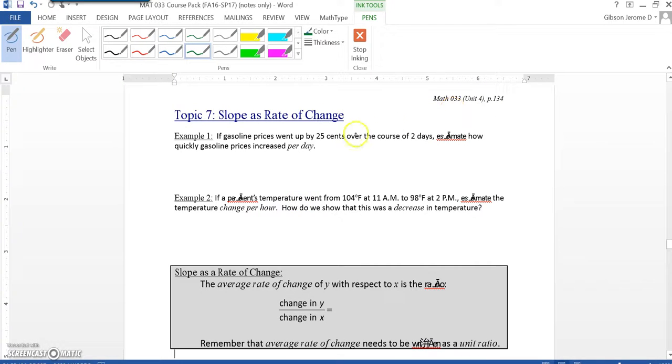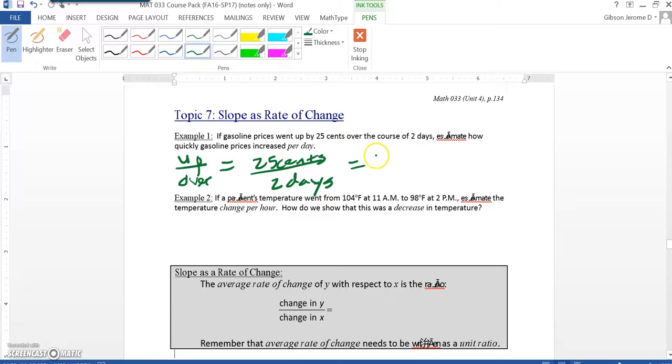Hello class, we're about to start Unit 4, Topic 7, Slope as a Rate of Change. If gasoline prices went up 25 cents over the course of 2 days, estimate how quickly gasoline prices increase per day. So we have here that it went up 25 cents and then it was over 2 days. So we have up divided by over. So it was 25 cents over 2 days.